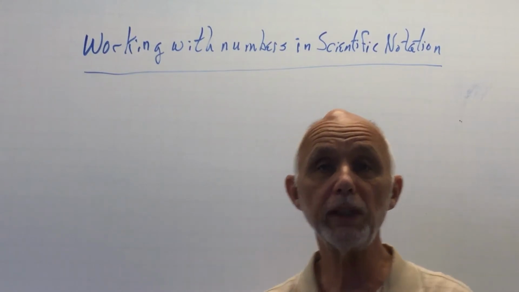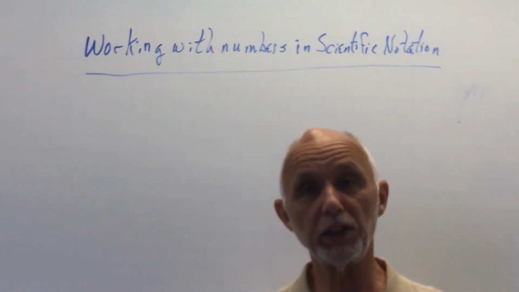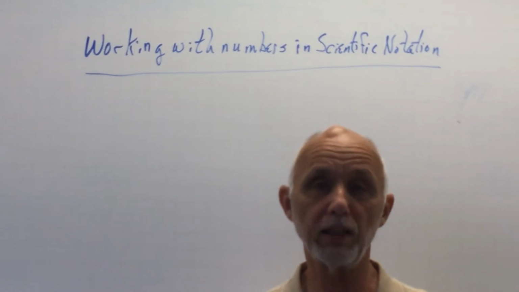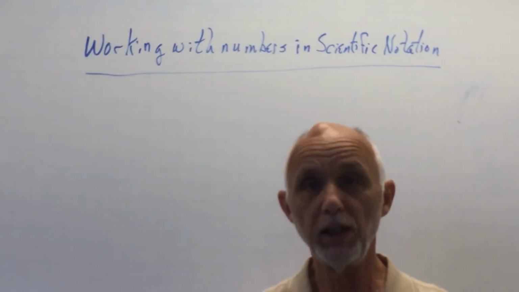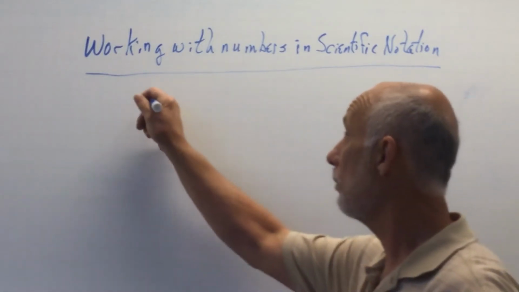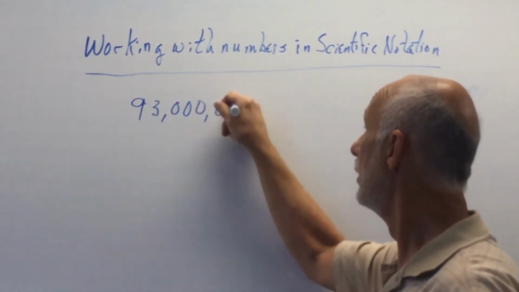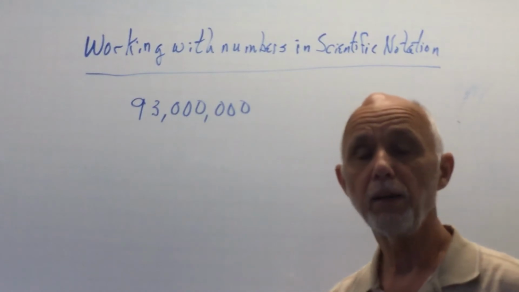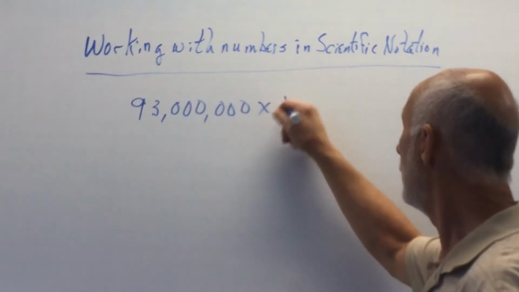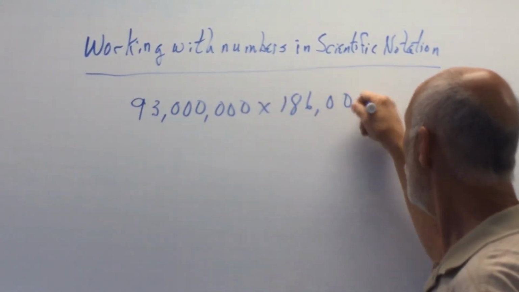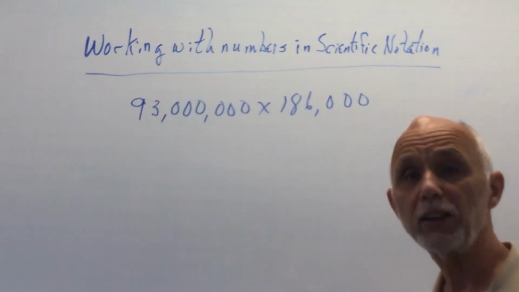But the honest truth is, the reason that scientific notation was invented was not to write numbers in scientific notation, but to work with numbers in scientific notation. Extremely large and extremely small numbers. For example, if you were an astronomer, you might work with a number like 93 million, which is the number of miles from the Earth to the sun, approximately. And you might work with 186,000, which is the number of miles per second that light travels.